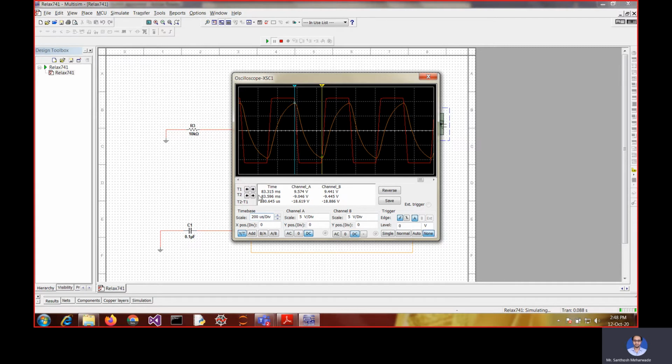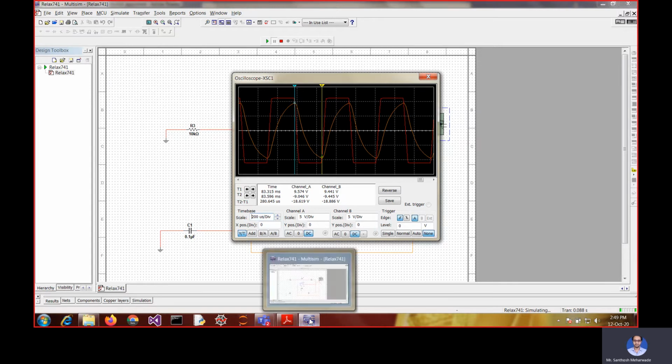Fine. Similarly for the lower point, with respect to T2, we have minus 9.46 and here we have minus 9.445. Actually it is not properly sitting over there, but it will become the same as our T1 channel A. So here also we get minus 9.5 volt. Plus 9.5 volt is our UTP and minus 9.5 volt is our LTP.